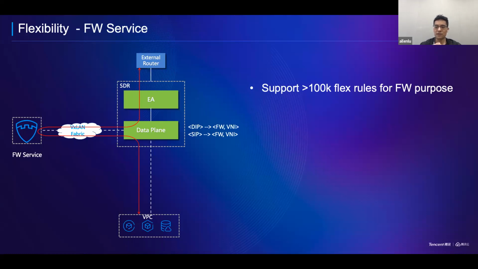To allow flexible deployment of firewall service, we also have built VXLAN fabric between the firewall service and the SDR. Currently, SDR can support up to 100K flexible rules for firewall purpose. And we can scale them up as needed.